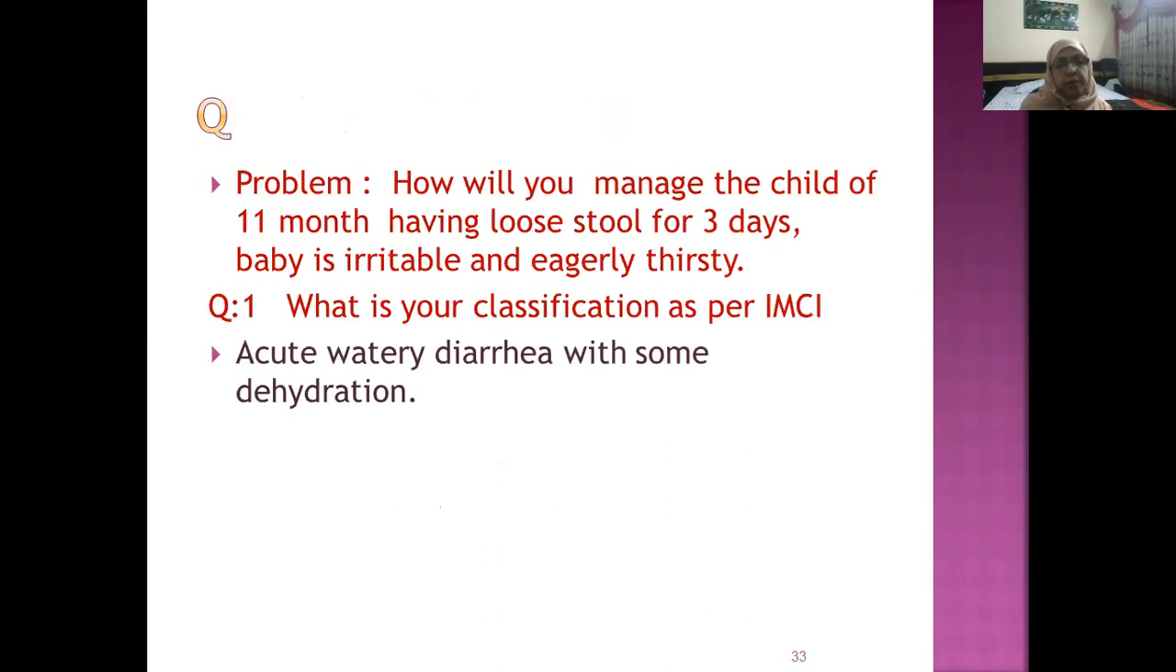And the problem you may have is a child with diarrhea with dehydration, and it is a very common question in your OSPE. How will you manage a child of 11 months having loose motion or loose stool for 3 days? Baby is irritable and eagerly thirsty. What is your classification as per IMCI? Acute watery diarrhea with some dehydration. So the child is in yellow zone.